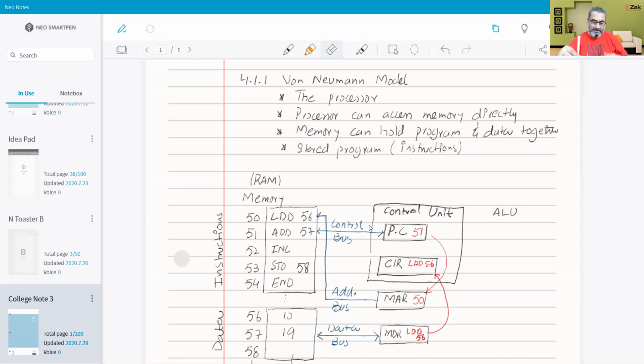So for that reason, the ALU has an accumulator. Accumulator is actually a register which is used by the ALU to keep the data. I call that interim data, the data which is being produced during the execution, and the data which is produced at the end.